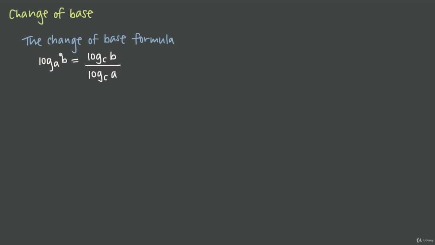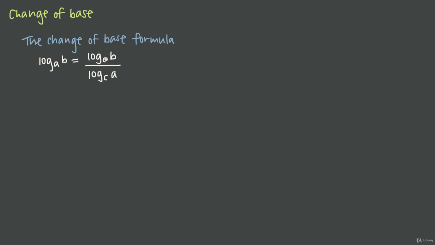So you'll notice that the argument of the logarithm becomes the argument for the log in the numerator here. The base of the logarithm becomes the argument in the denominator, and we change the base of both these logs to c. We can pick whichever value we want for c, but the value we usually pick is 10. And the reason is because we want to change this logarithm, log base a of b, into two logs with base 10, or the common logarithm.